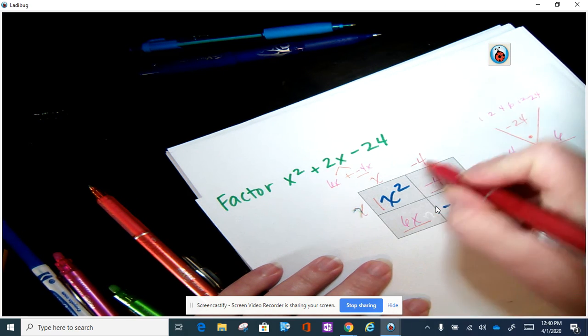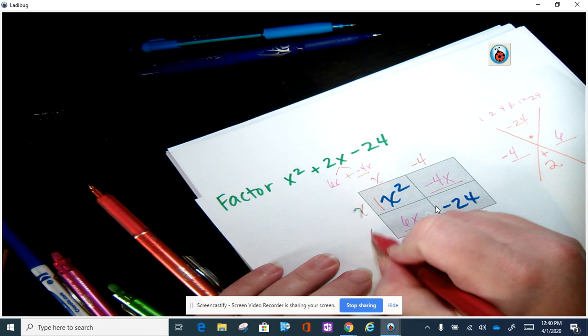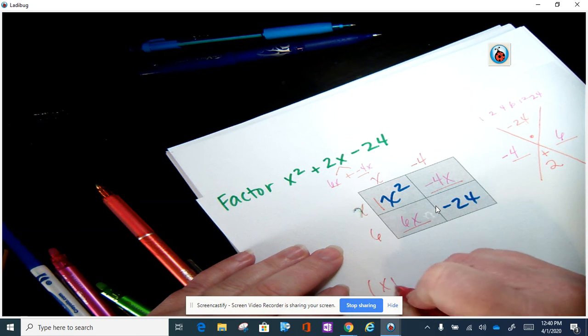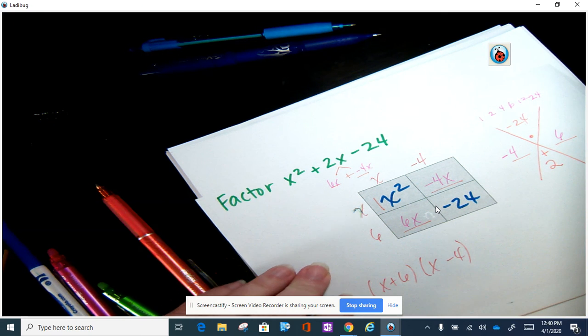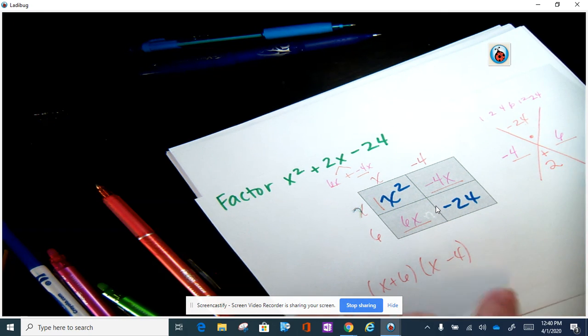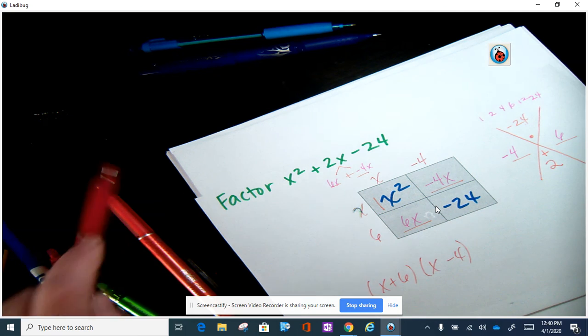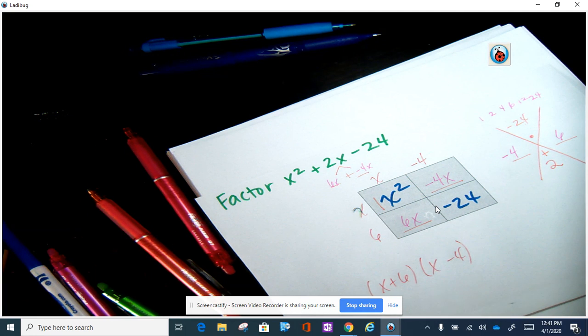All right. So x and negative 4 and 6. So my factors are x plus 6 and x minus 4. So let's go ahead and put those code words in so that you've watched the video. Please use the area model to factor.